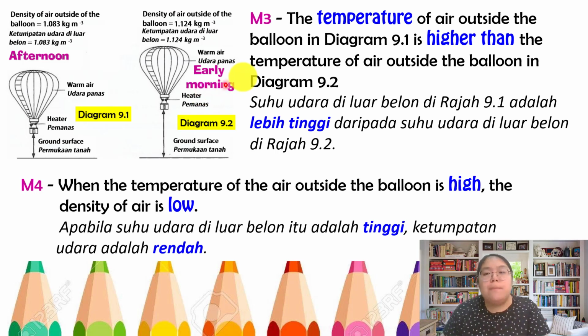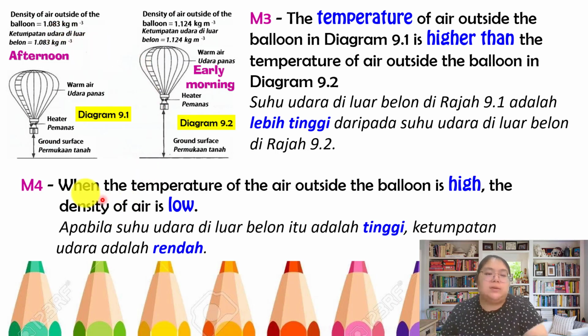Okay, so after the comparison questions, now we do the relationship. The first relationship is talking about the temperature outside the balloon and also the density. So from here we can say, okay, early morning, you just take one of the diagrams. In the early morning, the outside temperature is low, so the density becomes higher. Suppose it is inversely proportional. If you are talking about afternoon, it is also the same. You see the outside temperature is higher, but the density becomes low. So this one is a relationship.